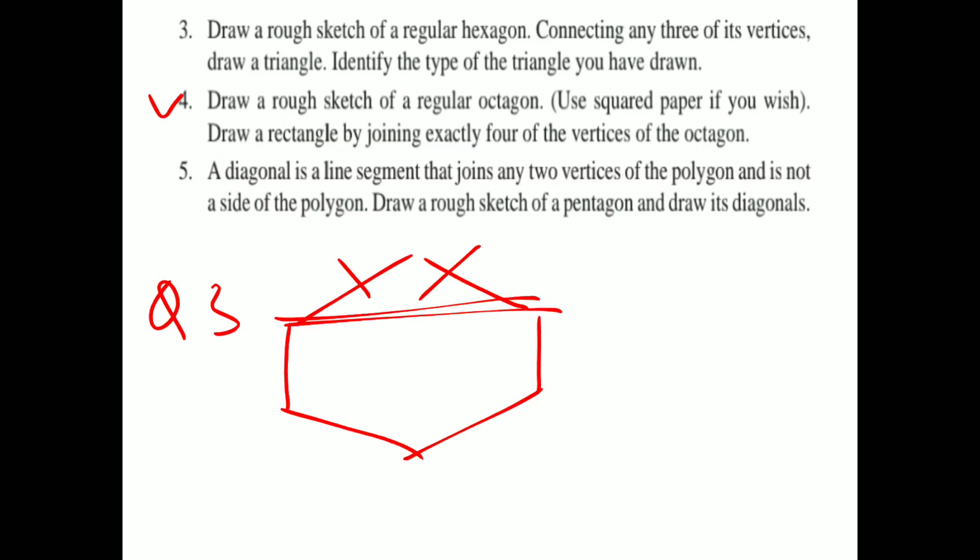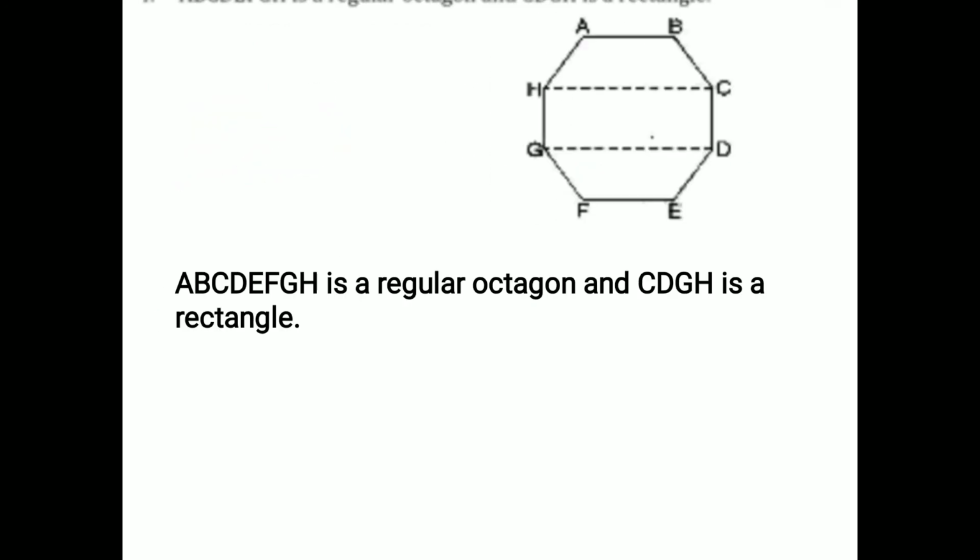Similarly, we do question 4. Here you have to make an octagon, but draw a rectangle by joining any 4 vertices. In the octagon you will make it in this manner. Then you write A, B, C, D, E, F, G, H is a regular octagon, and if you join any 4 vertices, clear, it makes a rectangle. So H, C, D, G is a rectangle.